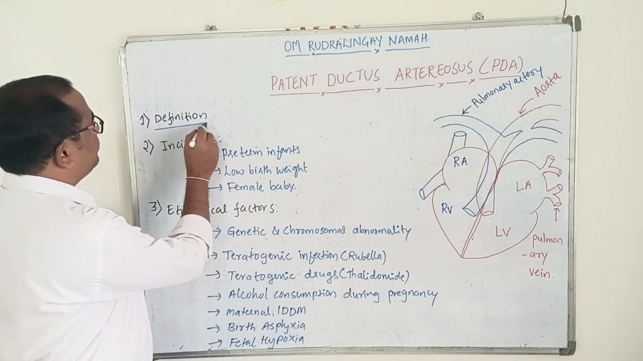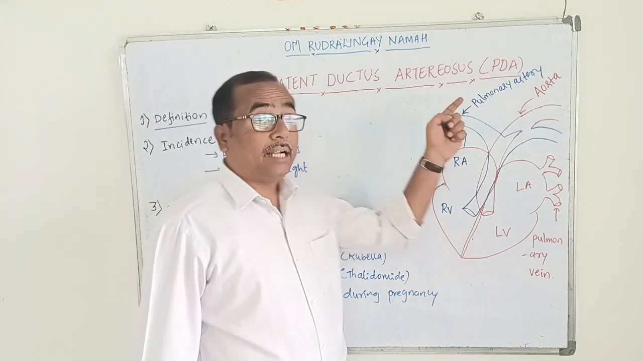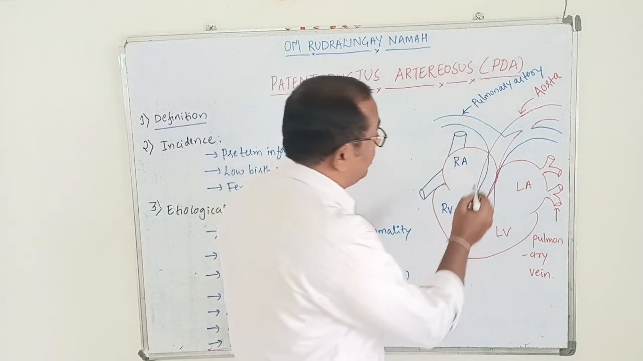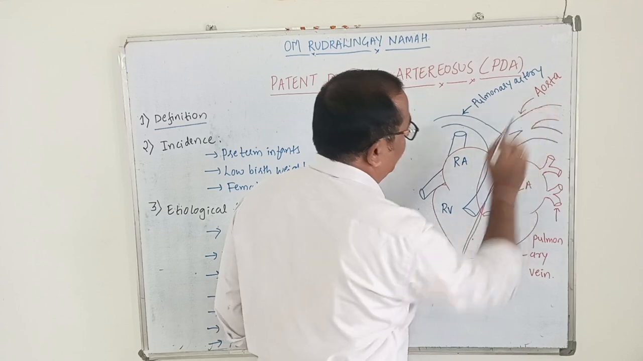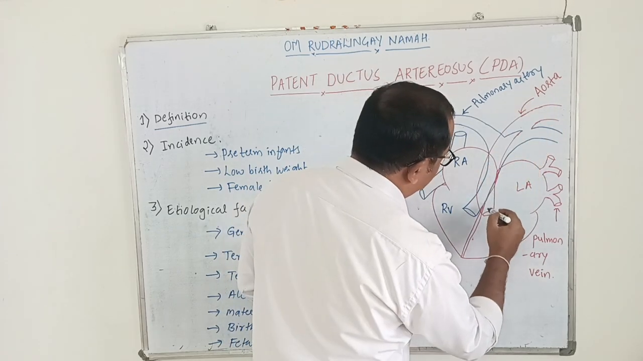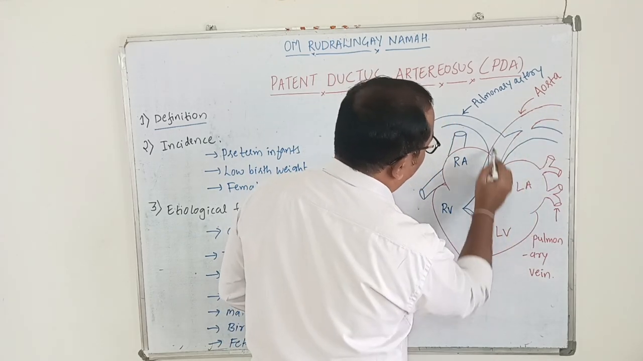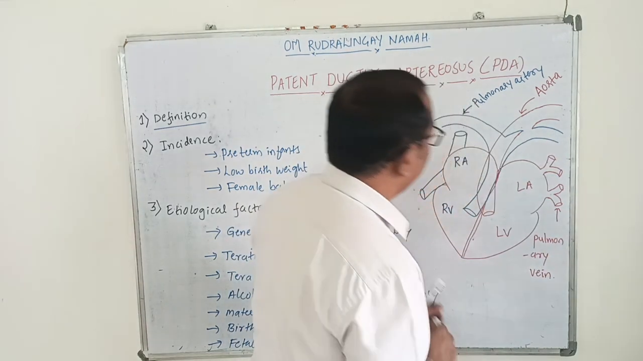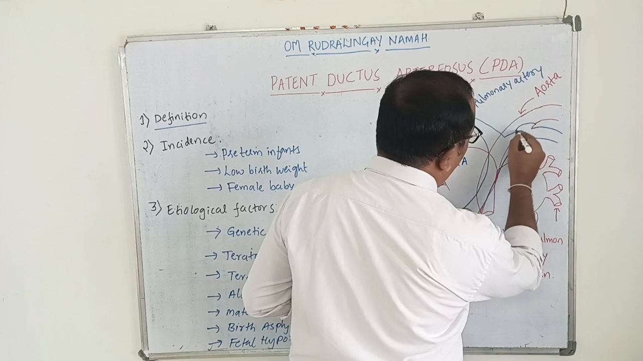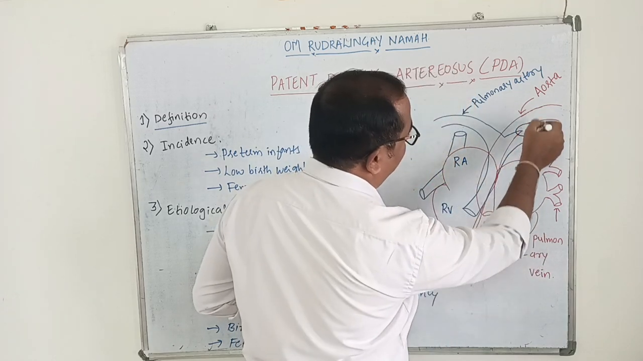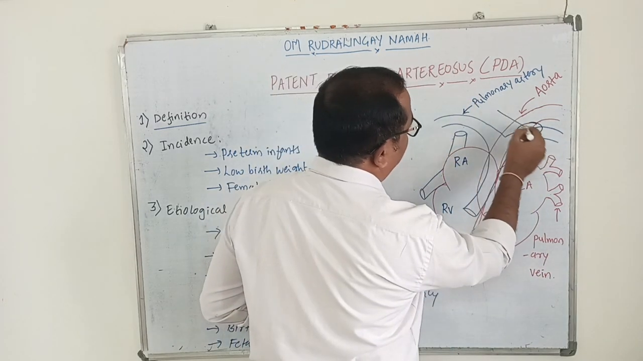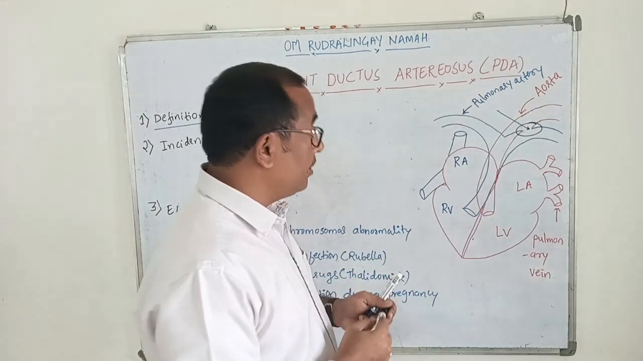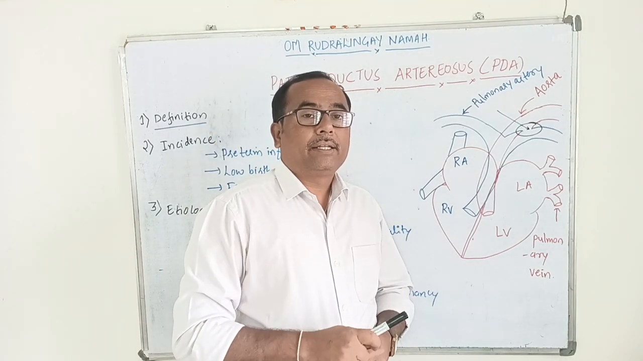First, the definition: patent ductus arteriosus is an abnormal communication between the pulmonary artery and aorta. See here, this is the aorta and this is the pulmonary artery. Here you can see there is an abnormal communication, an abnormal opening between the aorta and pulmonary artery, which is known as a patent ductus arteriosus.